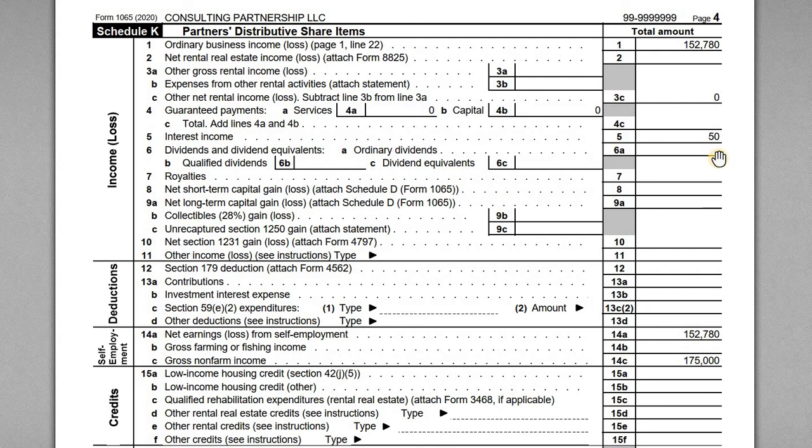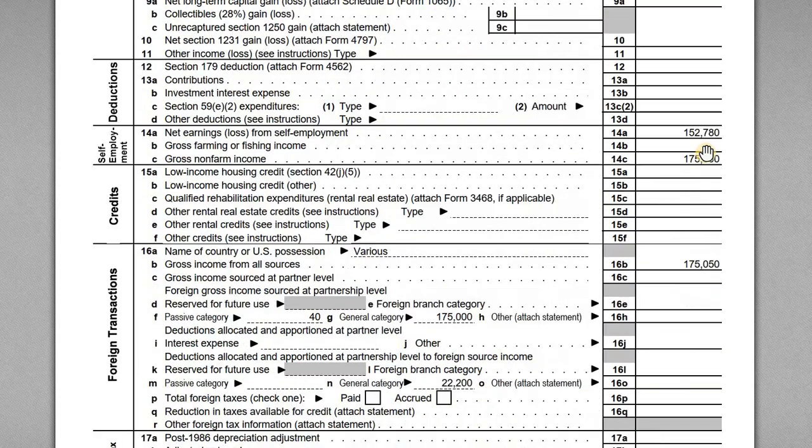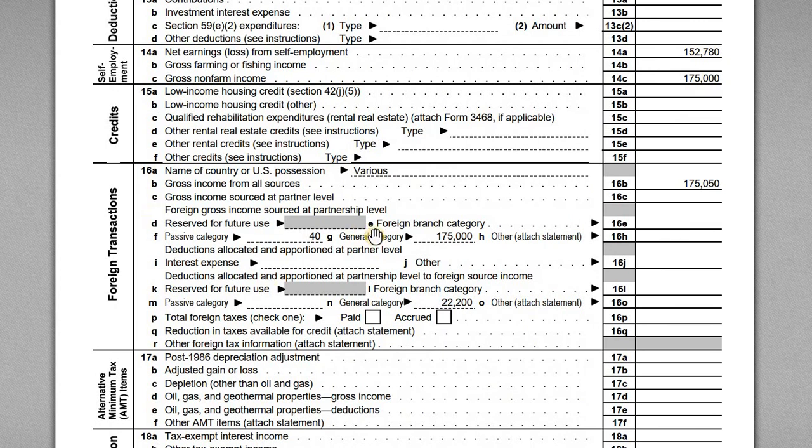Now, why is that distinction important? Because it drives how we complete line 16 items, right? So the foreign transaction amounts. So if we look at this line 16, name of country or U.S. possession where we're generating this income. In this case, we're sourcing it to several countries, right? Because each partner lives in a different country and they're doing work there. So we have various types of foreign countries that are generating this foreign source income.